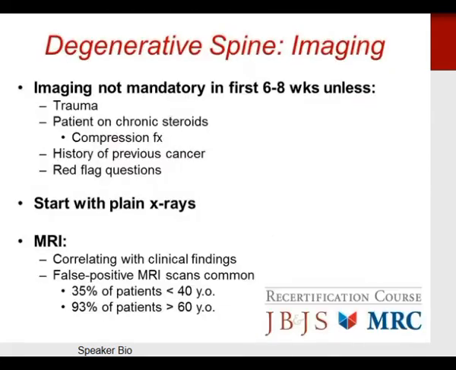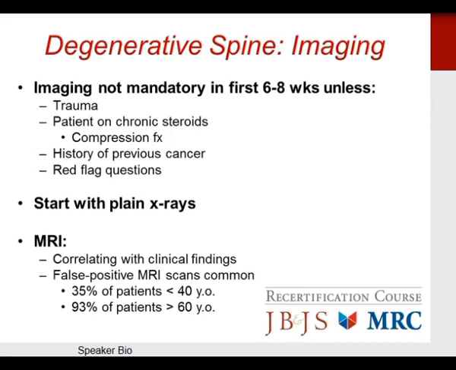Imaging is not necessary in the early period. Patients who present with less than a 6-week history of symptoms can be treated conservatively. If they have persistent symptoms, then start with plain radiographs. There are some caveats, however. If patients have a history of trauma, chronic steroid use with increased risk of compression fractures, history of previous cancer, or other red flag signs, then imaging should be instituted.